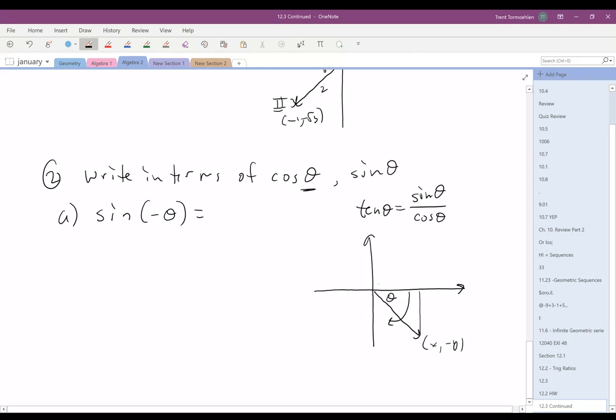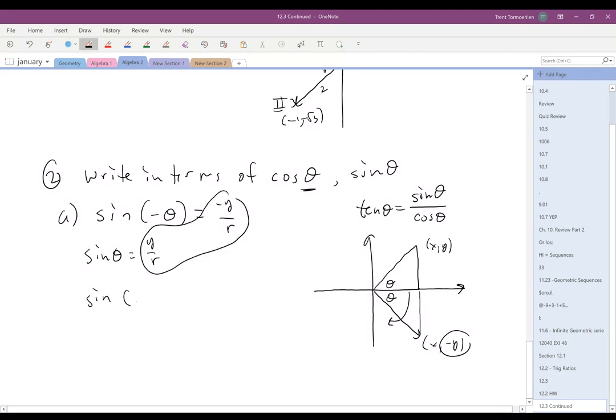And so if we think about it up in this angle, we'd have the exact same triangle. And so the sine of positive theta would equal y over r, whereas we know the sine of negative theta is going to equal negative y over r. So the difference between these two values is just a negative, and so that means that sine of negative theta equals negative sine of theta. Right? Take the opposite of sine theta, that gives you sine of negative theta.